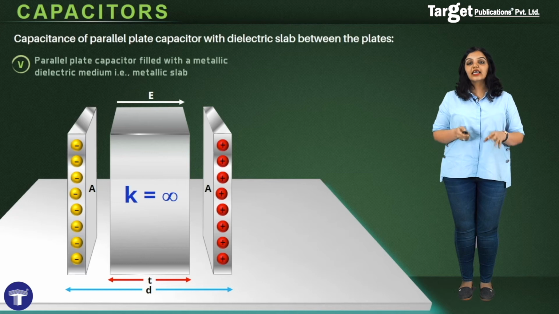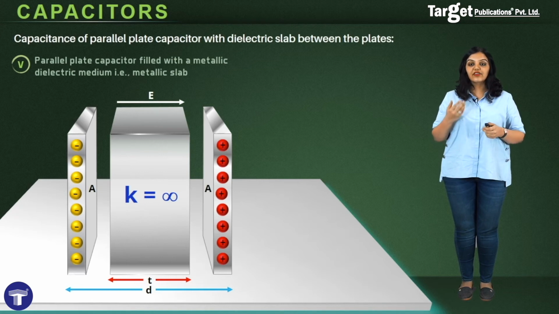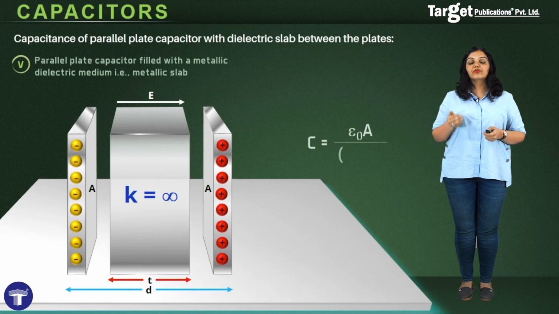In such a case the dielectric constant comes out to be infinity, and the second portion, that is the T by K portion of the denominator, will simply become 0 because K is infinity, and the answer will come out to be C is equal to epsilon naught A divided by D minus T.